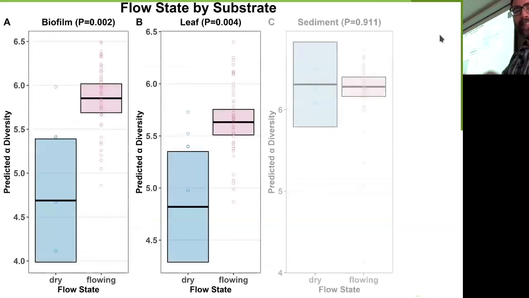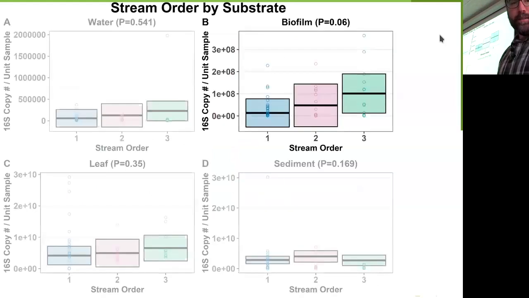And then finally, flow state really mattered. Oh, and I missed a step. These are all 18S, I believe, results. So this is all the eukaryotes in the stream, right? So it mattered a whole lot if it was dry or flowing. Truthfully, we kind of expected the opposite result. So when we started, oh no, I'm sorry. I'll get to that counterintuitive result later. This makes sense. The flowing states had higher alpha diversity. So this is what we expected wet or dry to be doing for us.